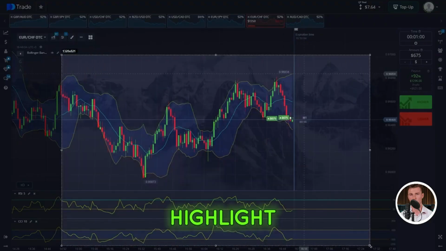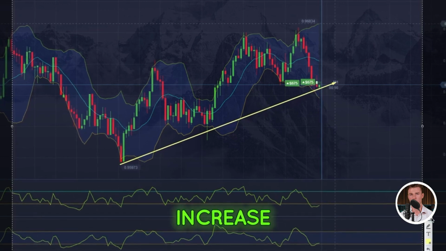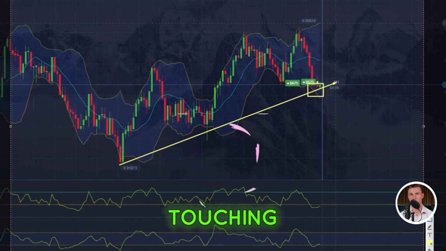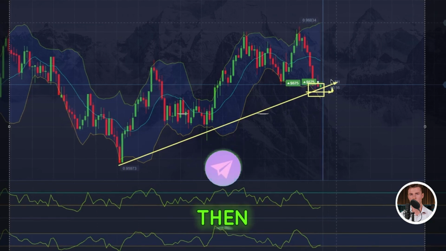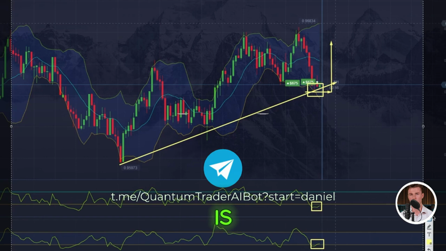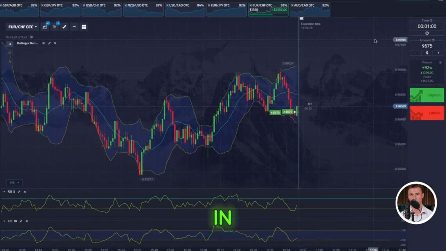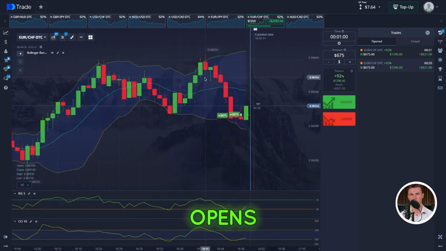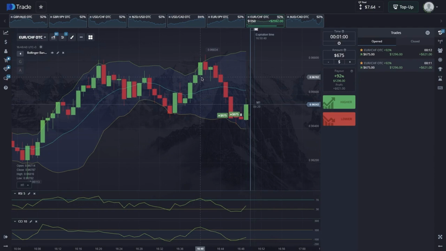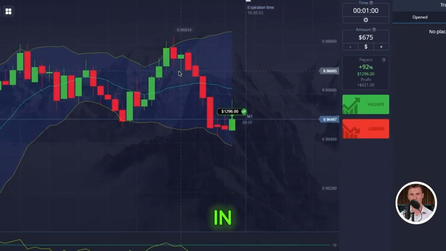We will highlight the workspace. Finally, we have managed to open a deal for an increase at a good touch point, touching the lower Bollinger Band. Then the movement should go up. It's also not just like that. Of course, this is an exit from an area that is already oversold, which is why in our case the deal opens up here. Let's look at the result. And the deals are easily closed in a plus.